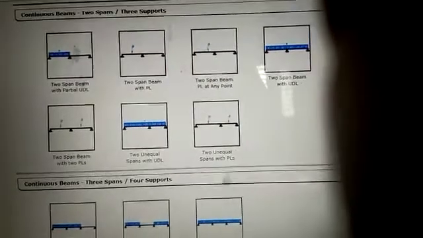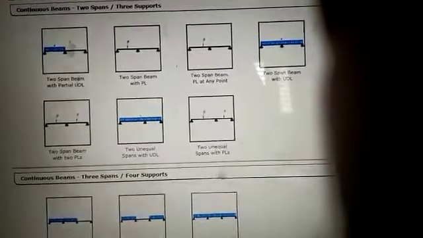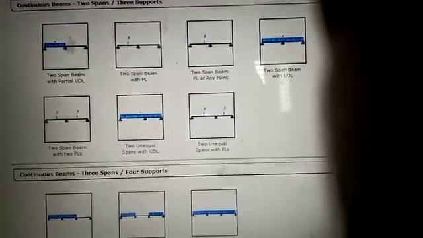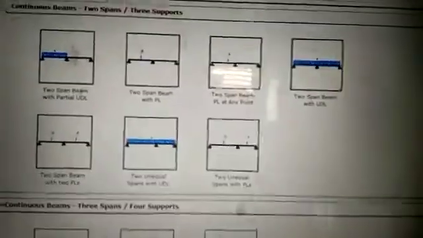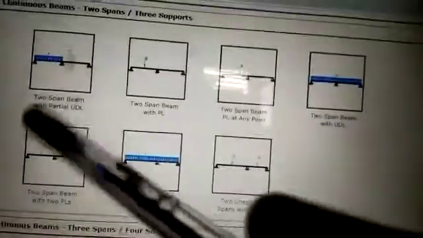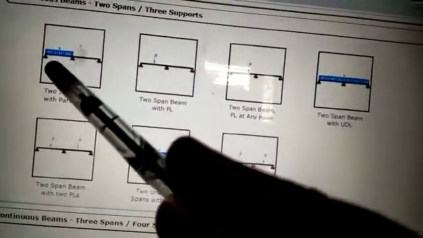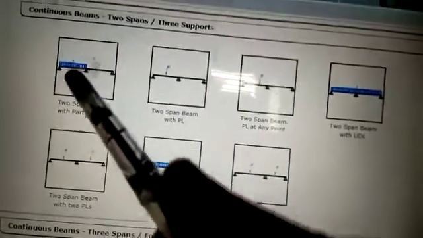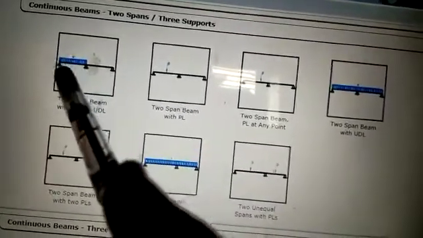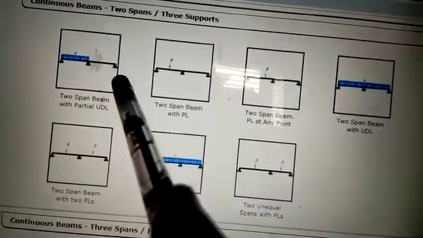In continuation to our shear force and bending moment, we can also solve the loading case for a continuous beam. Here the continuous beam is given to us. Suppose A, B and C, these are the three supports. They are joined in nature, so we are calling it a continuous beam.